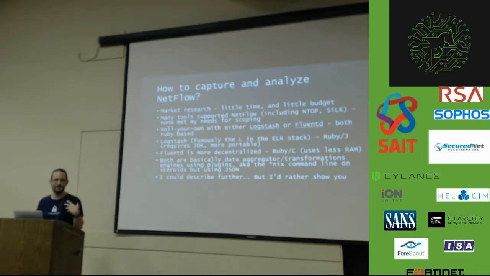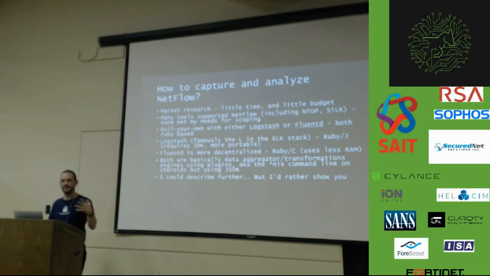But fluentd is a bit more decentralized. It's written in Ruby C, which means it uses less memory. The other one is written in Ruby J, so it runs on the JDK, so it will be supported more easily on a Windows system, for example, than fluentd.